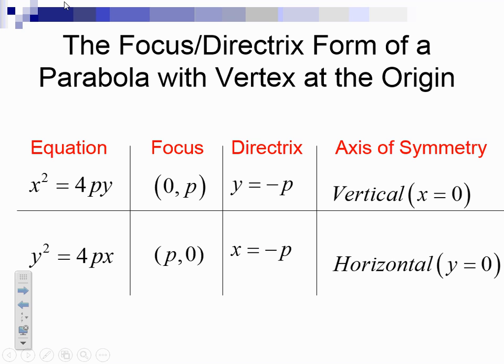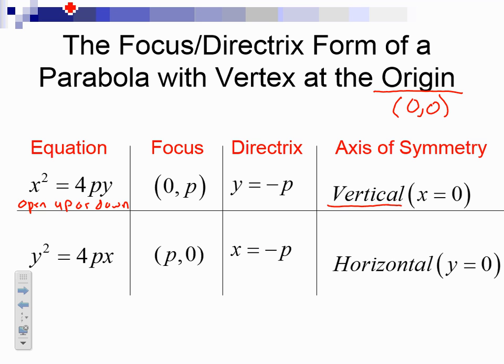All right, focus-directrix form. You guys want to make sure you fill out this table. This is what we're going to be looking back at in order to graph. It's going to tell us all of our information. So if the equation is x squared equals 4py, this means it's going to open up or down. And our focus is always going to be (0, p). Our directrix is always going to be y equals the opposite of p. The axis of symmetry is always going to be a vertical line at x equals 0 for today, because we're working at the origin, remember, so this is at 0, 0.